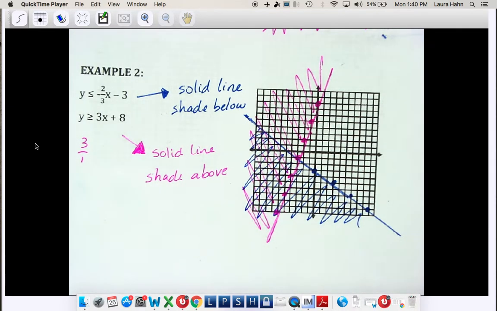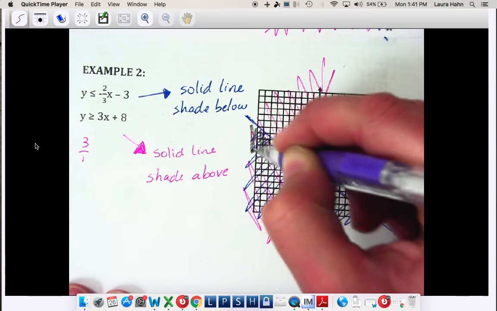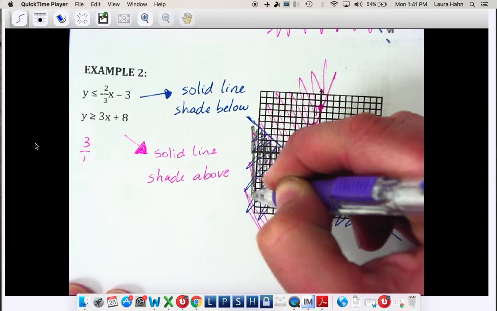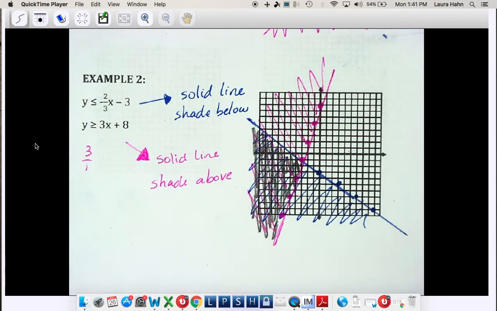So remember, the solutions are where they both overlap each other. So where the pink and the blue overlap each other, I'm going to use my pencil to shade in darker so I can know those are my solutions. So the pink by itself, nope, not going to work. The blue by itself won't work. It has to be where they both are. So where I shaded in that pencil dark.